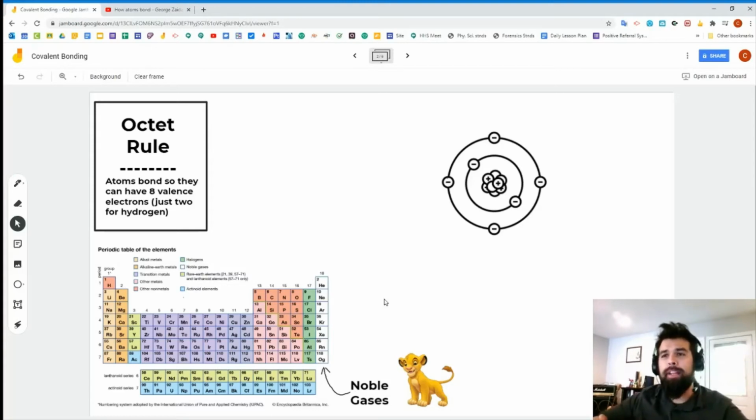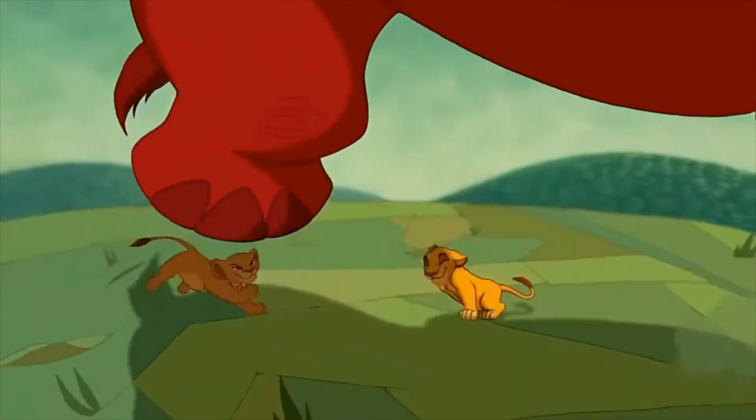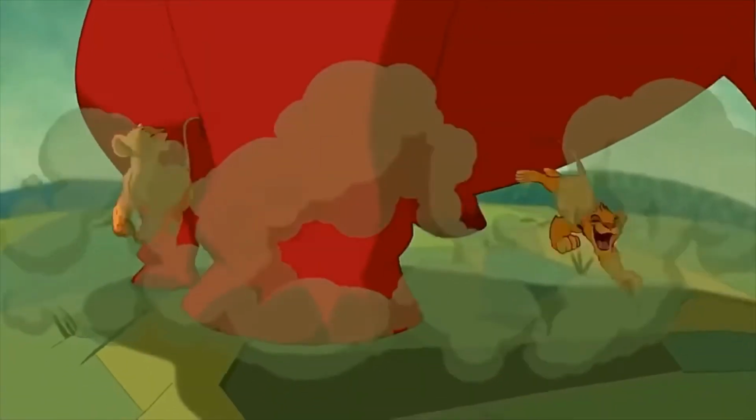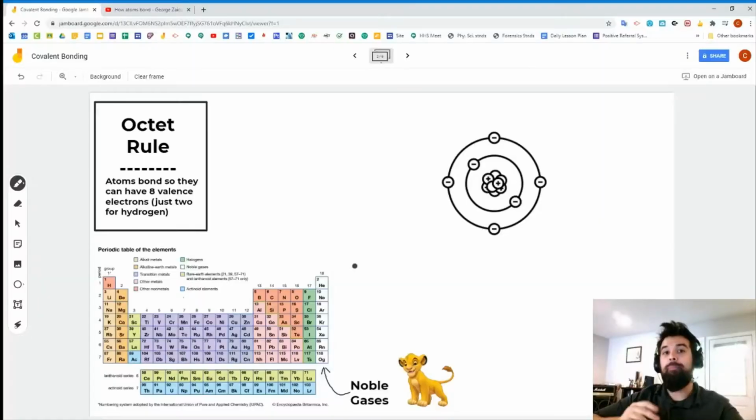The way that I think about the octet rule is I just try to think of any atom that can fit into a compound as being pretty much like Simba. They just can't wait to be king. By that I mean that they can't wait to bond with other atoms so that they can have the same number of electrons as one of these noble gases in group 18.